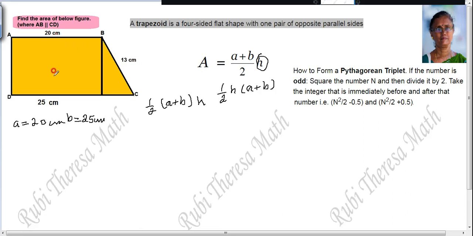They have said that these two sides are parallel. So, when you draw a perpendicular, this is a perpendicular line. DC is 25 centimeter. Suppose when you draw a perpendicular, just mark it as E. What is DE? DE is 20. A is nothing but AB, B is nothing but DC.